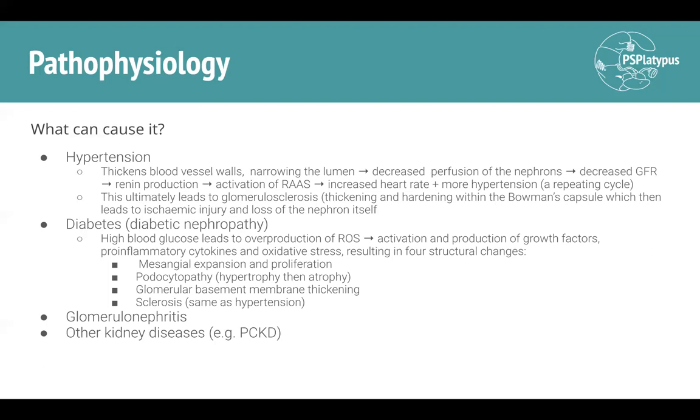Eventually, this leads to glomerulosclerosis, which is thickening and hardening within the Bowman's capsule, and then ischemic injury and loss of the nephron itself. In diabetes, the high blood glucose leads to overproduction of ROS, which then causes production of growth factors. And you'll talk a lot about this in the endocrine system, but there are these 4 structural changes that happen, not important at all whatsoever at a year 2 level. And then also glomerulonephritis and PCKD and other kidney diseases can also cause CKD.